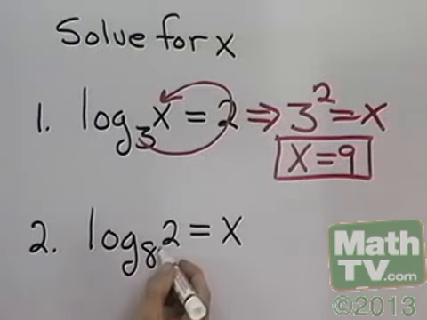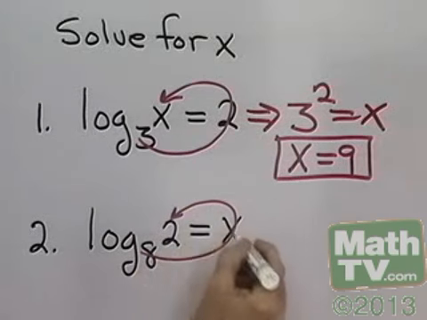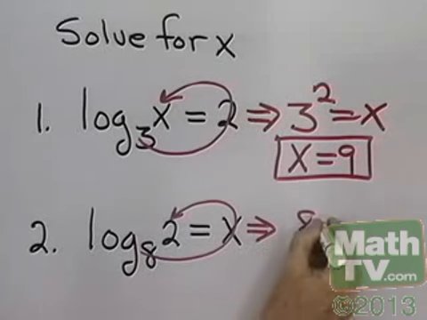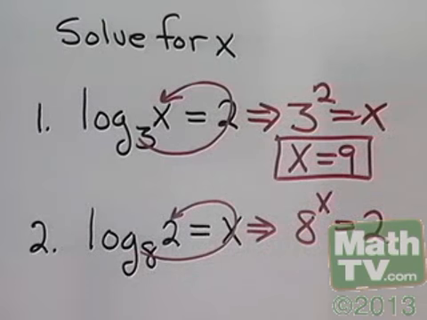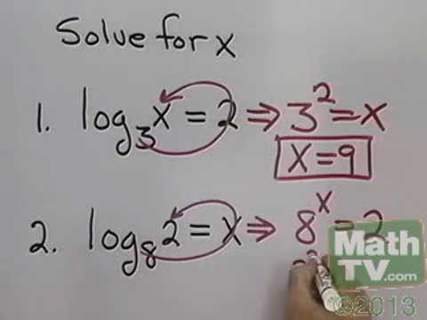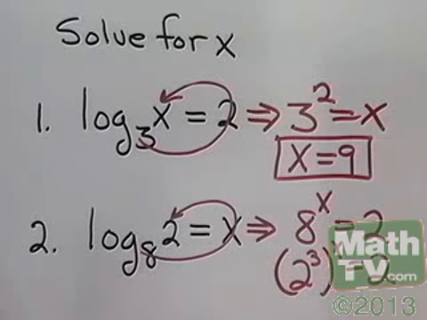Next one, log base 8 of 2 is equal to x. That means that 8 to the x is equal to 2. So I'll change to exponential form. 8 to the x is equal to 2. So what number do I raise 8 to in order to get 2? I'm going to write this as 2 to the third to the x is equal to 2.